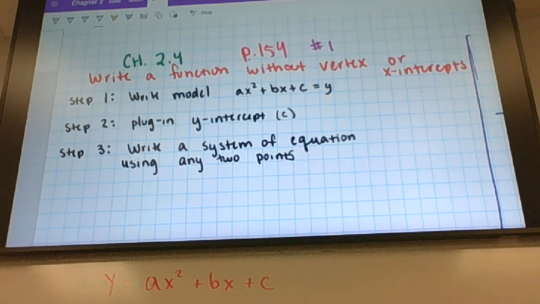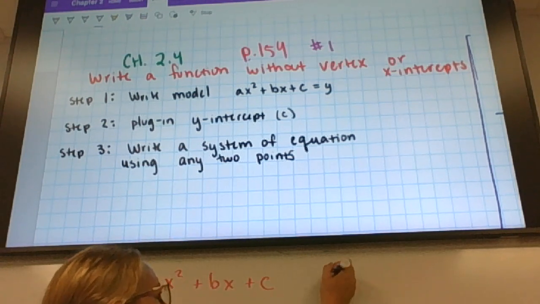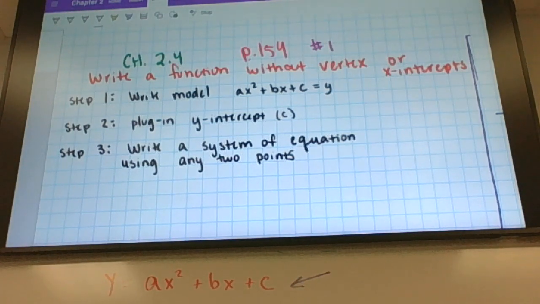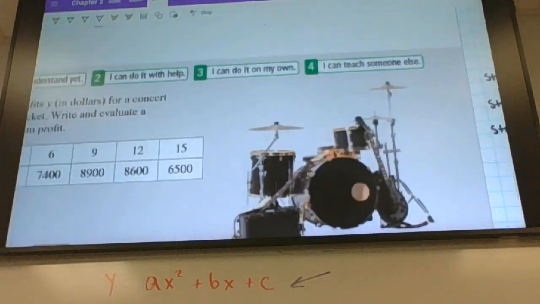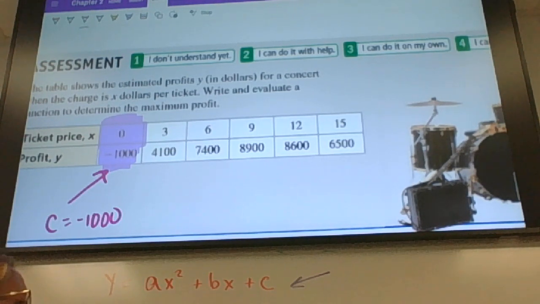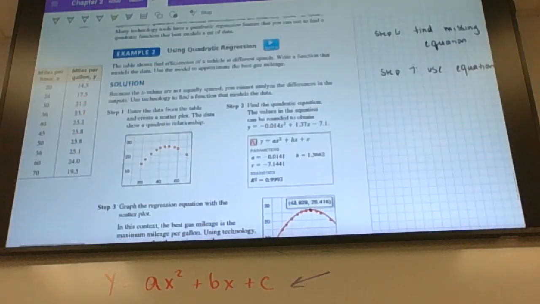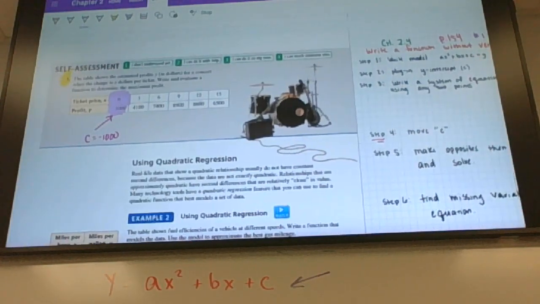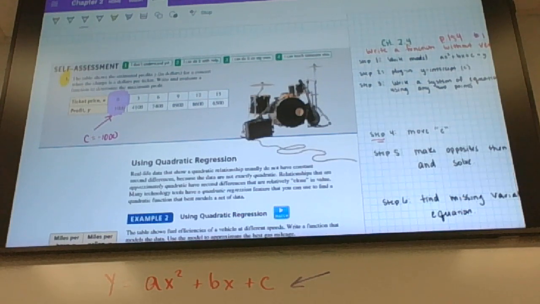All right. Step 2 is to figure out C. Did anybody figure out C? Negative 1,000. Let me look at the table. Yep. Wherever x is 0, you have your intercept. So C is negative 1,000. So I'm going to put negative 1,000 in here.